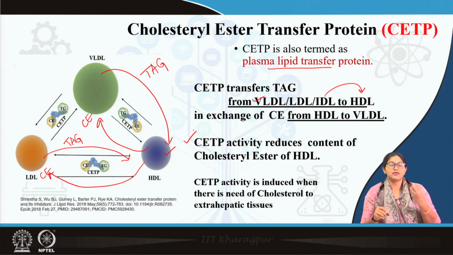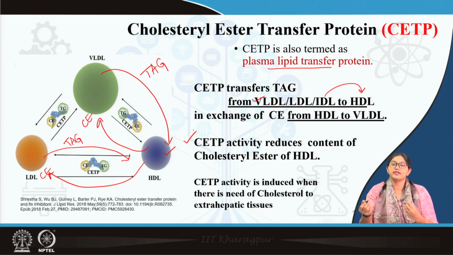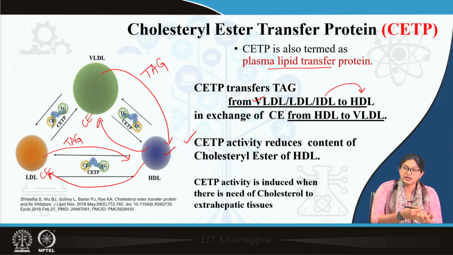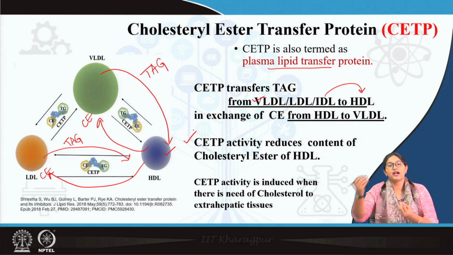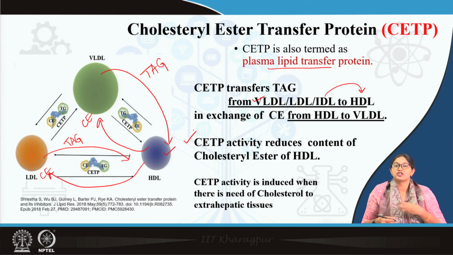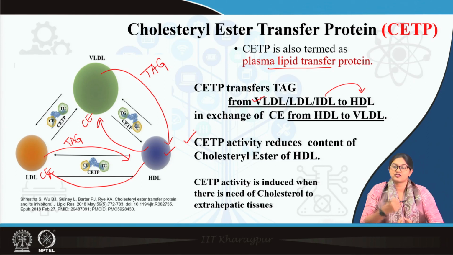Cholesterol was taken up from extrahepatic tissue in the pre-beta HDL form. That cholesterol is converted to cholesterol ester with the help of the enzyme LCAT, and the formed cholesterol ester is transferred to VLDL or LDL with the help of the protein CETP. So, basically CETP is reducing the cholesterol ester content of HDL. Again, HDL is ready to take up more cholesterol from the extrahepatic tissue.